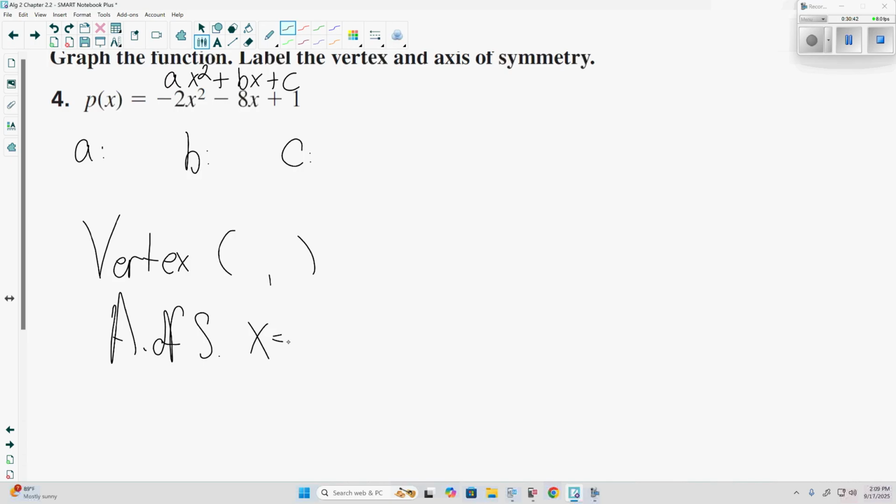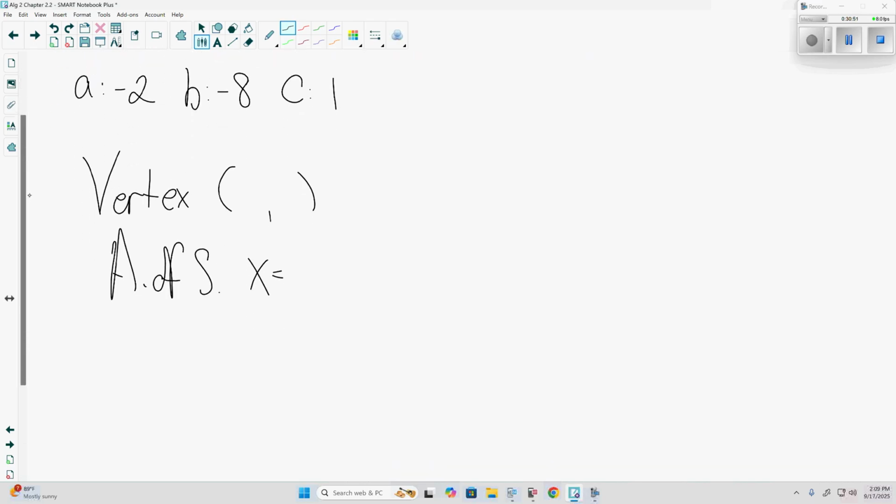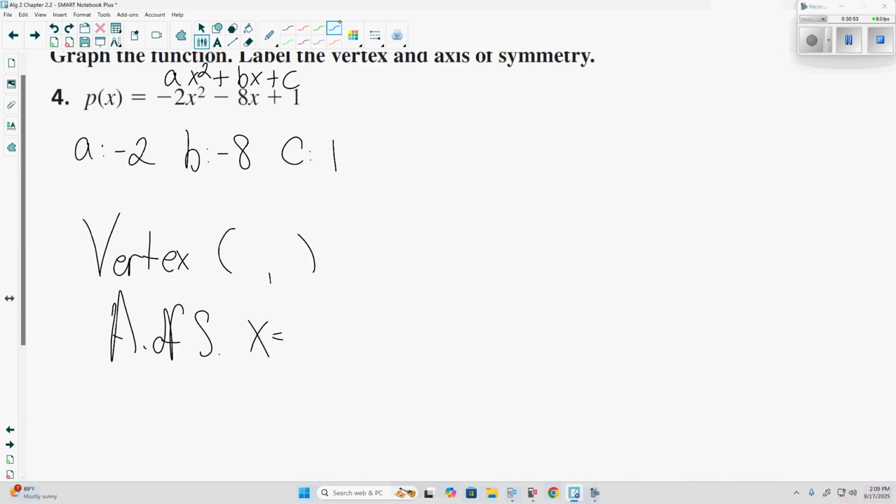ABC, what is A? -2. B is -8, and C is 1. First thing we do need to find is -b over 2a. So we'd have -8 over 2 times -2. This one here, I'll do it by hand.